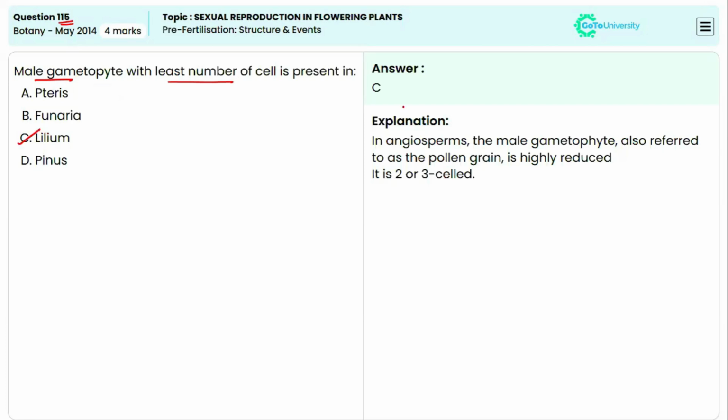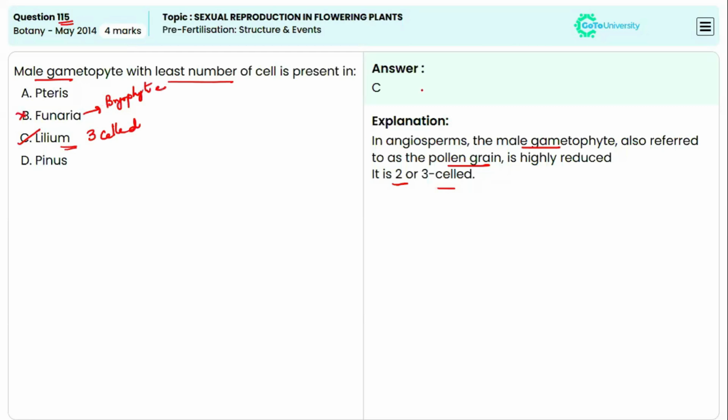So we know that in angiosperms, the male gametophyte, also referred to as the pollen grain, is highly reduced. That means it is two or three celled. And here lilium is an angiosperm plant in which the male gametophyte is three celled. The most reduced gametophyte is compared to funaria, which is a bryophyte. So that means option B will be incorrect.